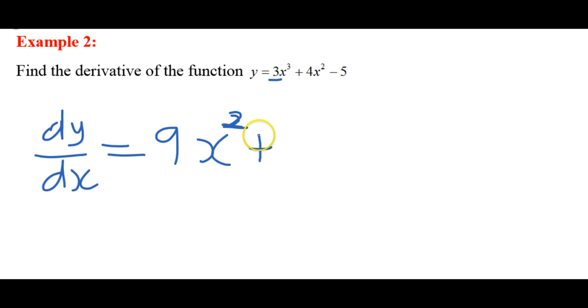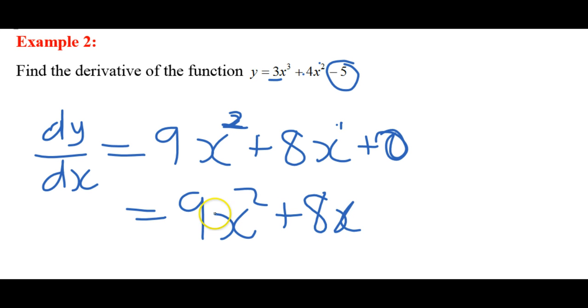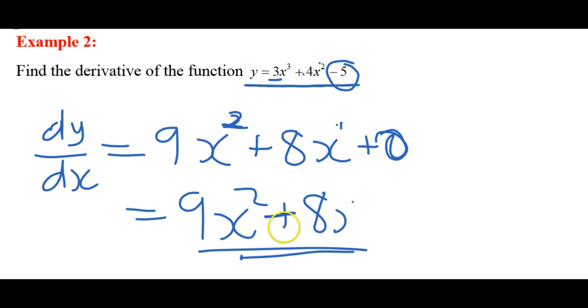Plus 2 times 4 here will give us 8, then x to the power 1, which you can choose not to write. Then minus or plus 0, because a constant term will give you 0, like we saw earlier. And so finally, this answer becomes 9x squared plus 8x. And that is the result for the derivative of this.